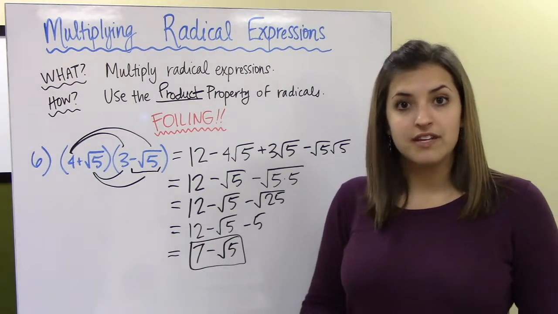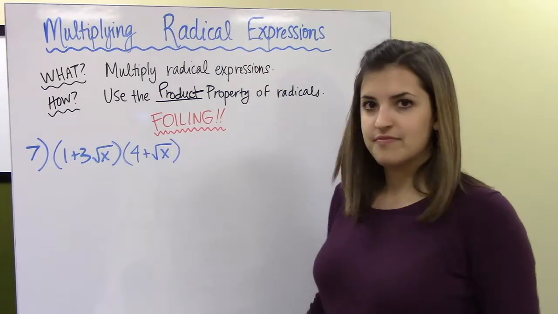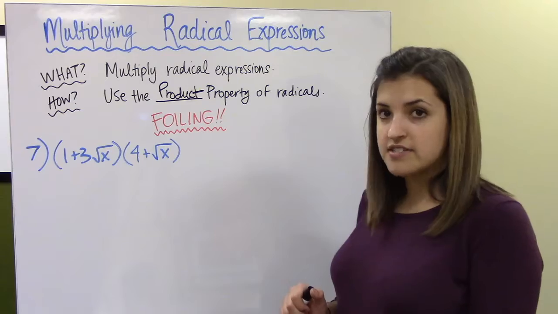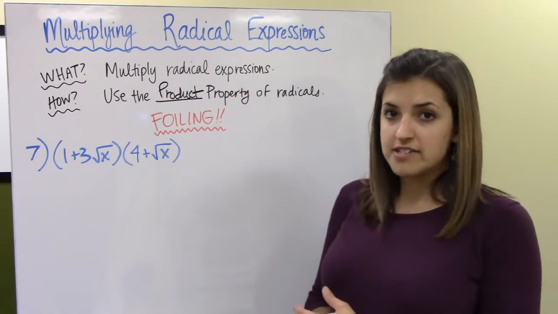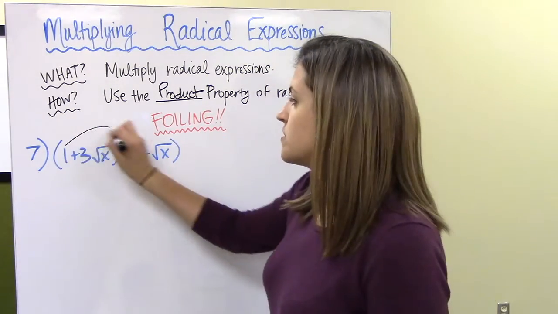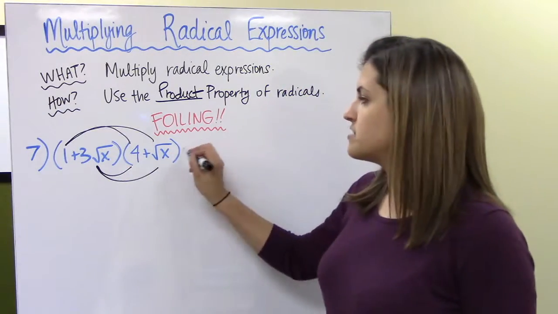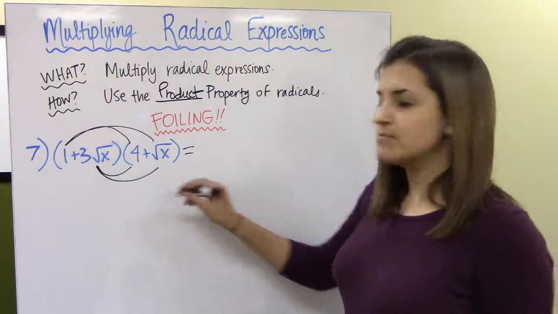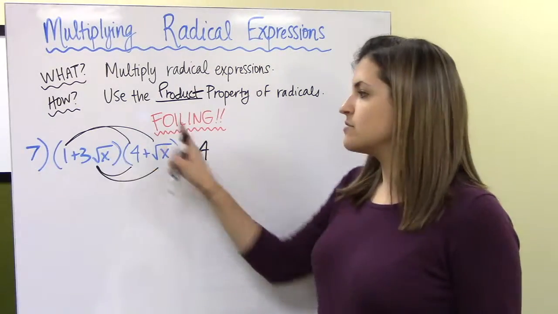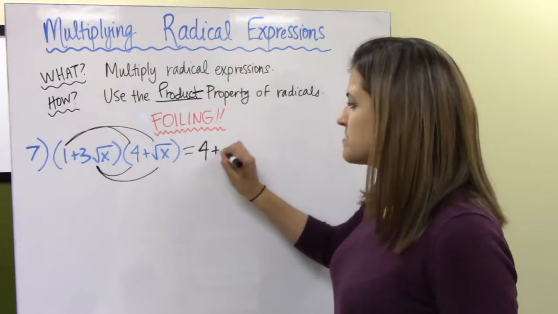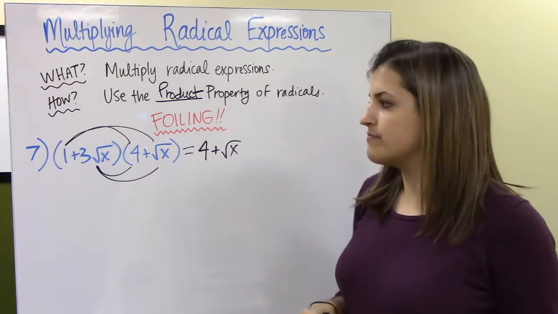Let's do one more of these and then we'll be done. Okay, here I have 1 plus 3 square root of x times 4 plus square root of x. So I'm going to write in my first, outside, inside, last, and let's multiply this out. So 1 times 4 is 4, and then my outside I have 1 times the square root of x. I'm just going to call that plus square root of x. I don't need the 1.